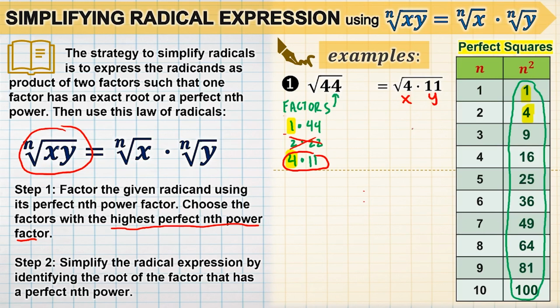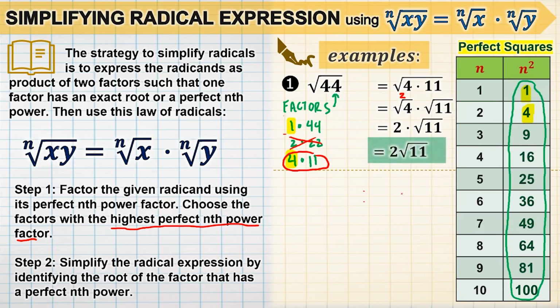At ang gagawin lang natin to apply this law of radicals is paghiwalayin lang natin yung 4 tsaka yung 11 in such a way that it will look like square root of 4 times the square root of 11. Now, in this case, we can identify the square root of 4 because 4 is a perfect square. We can say that square root of 4 is equal to 2. Therefore, it will just be equal to 2 times square root of 11, wherein we can write this one as 2 square root of 11. Gets po?